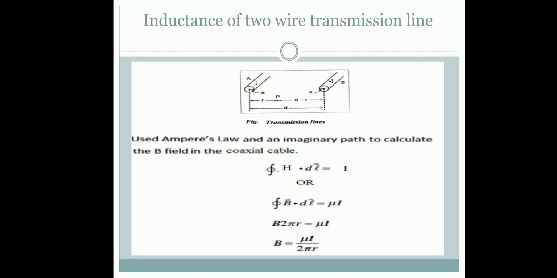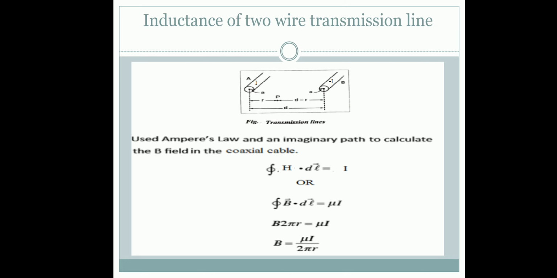Then according to this Ampere's law, the line integral of H dot dl equal to I, and if we have n number of turns, then we can also write it as the line integral of H dot dl equal to NI. So from this we can replace H as B by mu. So you will get line integral of B dot dl is equal to mu I. So that's the relation between B and H. B is equal to mu H.